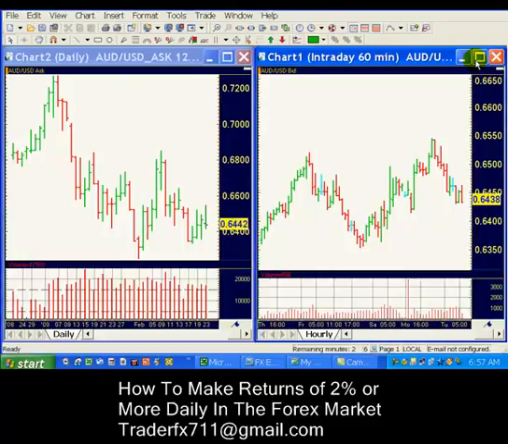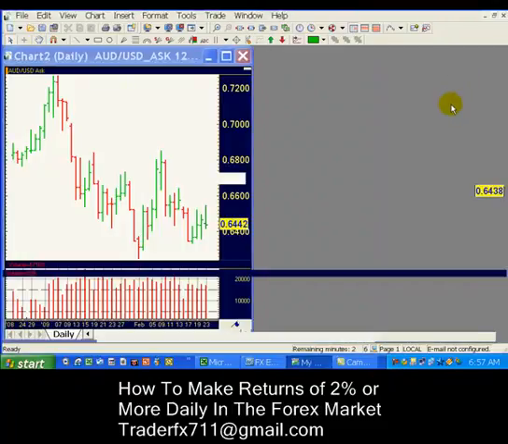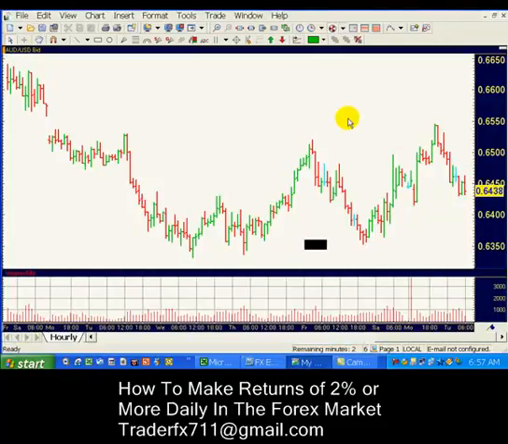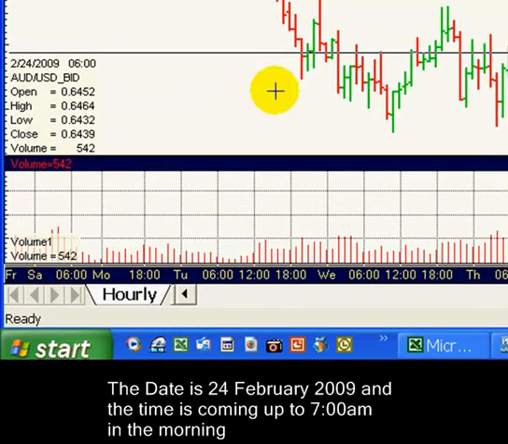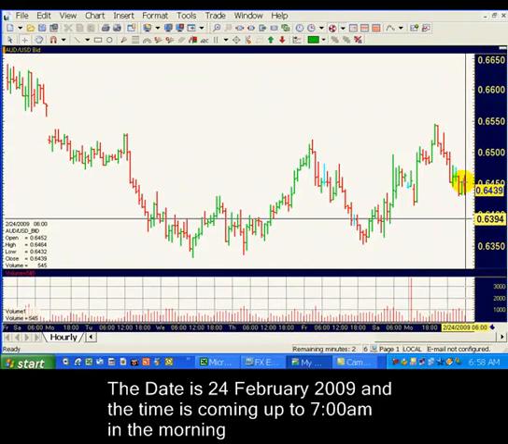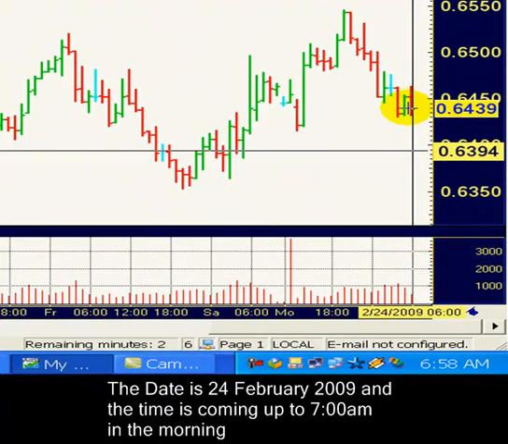And just to confirm that, have a look here on this chart. Give you a date stamp. Let me click on that bar there. Over at the left hand side here you can see the 24th of February 2009 at the 6 o'clock bar. That bar is a 6 o'clock bar which ends at 7 o'clock, in 2 minutes time. We're seeing a potential trade setup here.